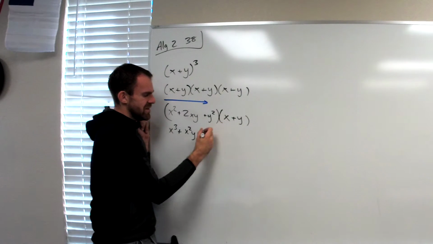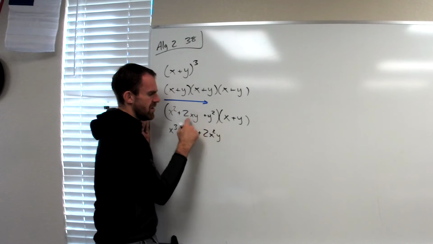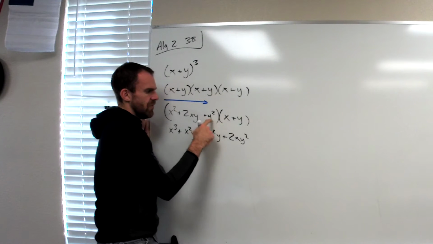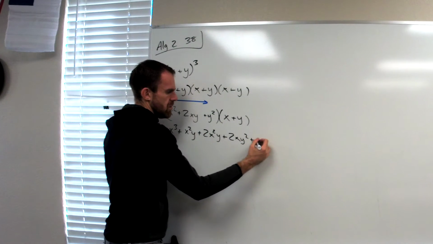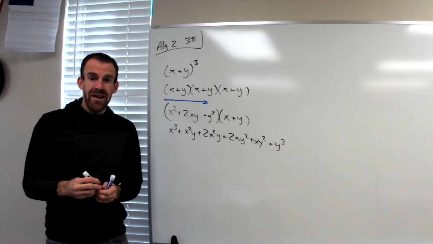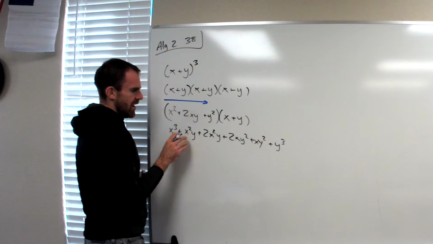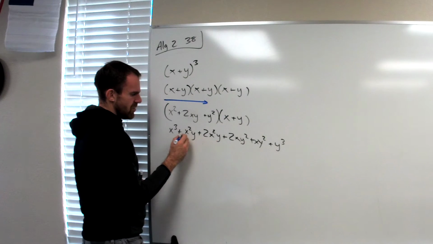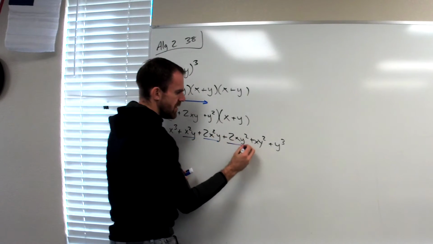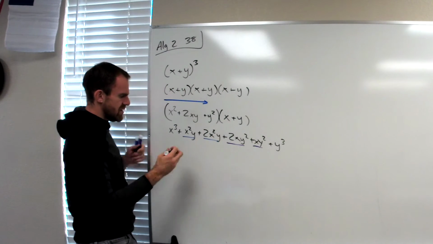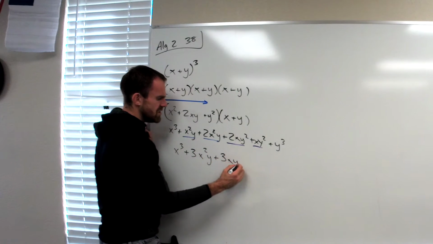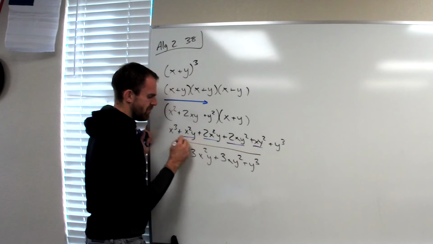Now I have 2xy times x, which is 2x squared y, 2xy times y, which is 2xy squared. I have y squared x and y cubed. Now, I'm going to look for any like terms in this one. I see that I have an x squared y and an x squared y here. I see that I have an xy squared and an xy squared there. So this is x cubed plus 3x squared y plus 3xy squared plus y cubed.